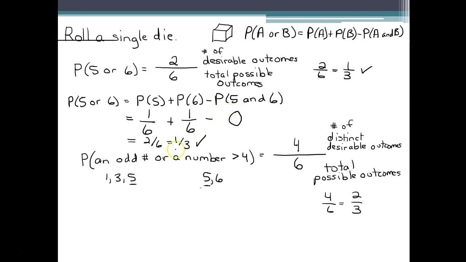Now down here, probability of an odd number or a number greater than 4. According to the formula, that's probability of odd plus probability of something greater than 4 minus the probability of odd and greater than 4.